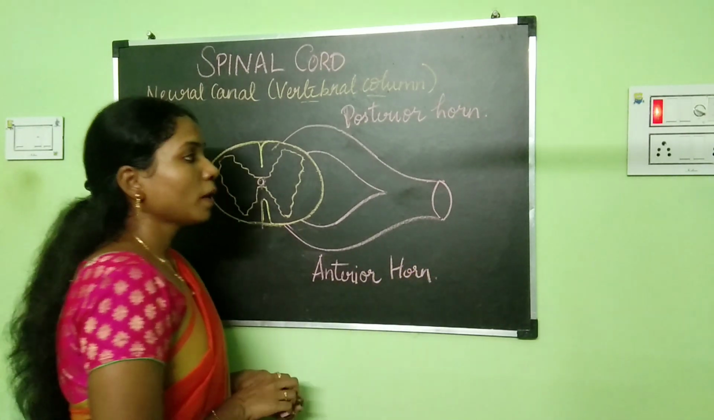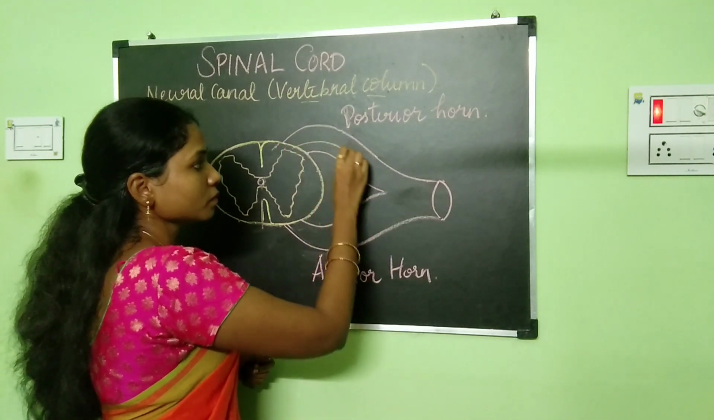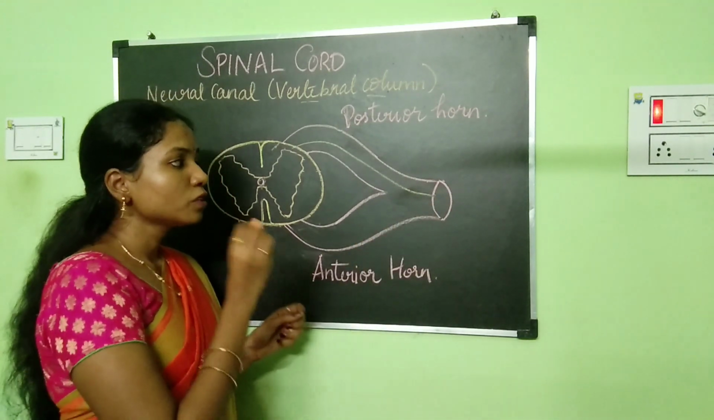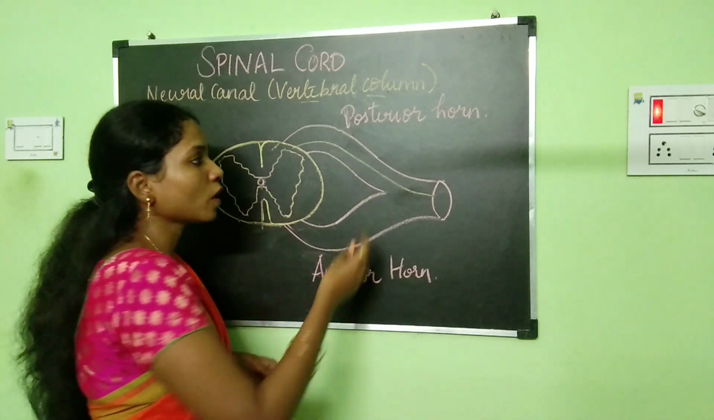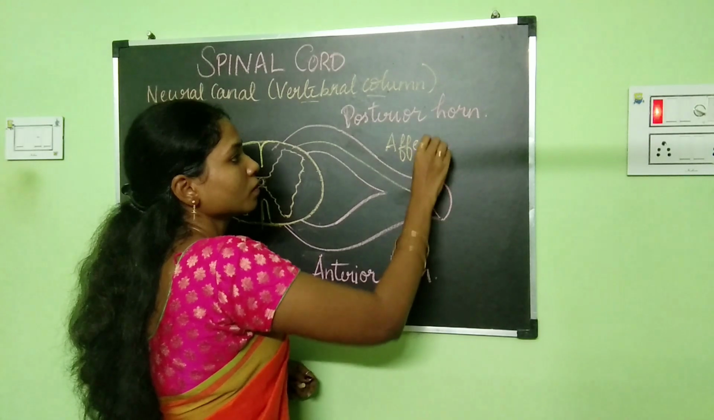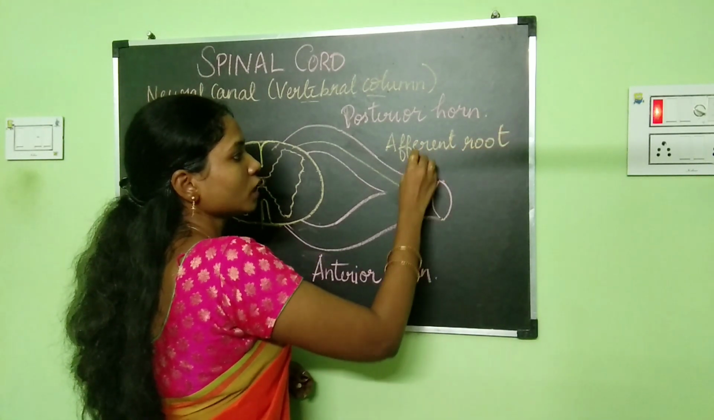Okay. So a bundle of nerve fibers will enter into the posterior horn, and this route through which the bundle of nerve fibers are going to enter into the posterior horn is called the afferent route or the dorsal route.